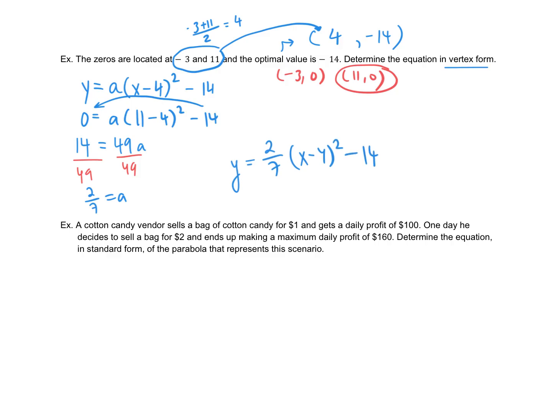And this is a parabola where even if I did have the graph, I would not be able to confidently predict that the a value was 2 over 7 just by looking at the step pattern. So even if I did have the graph, I would be doing this algebraic approach.